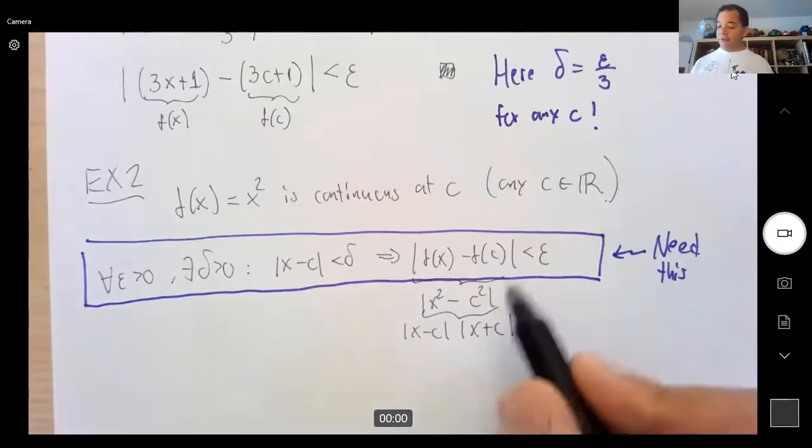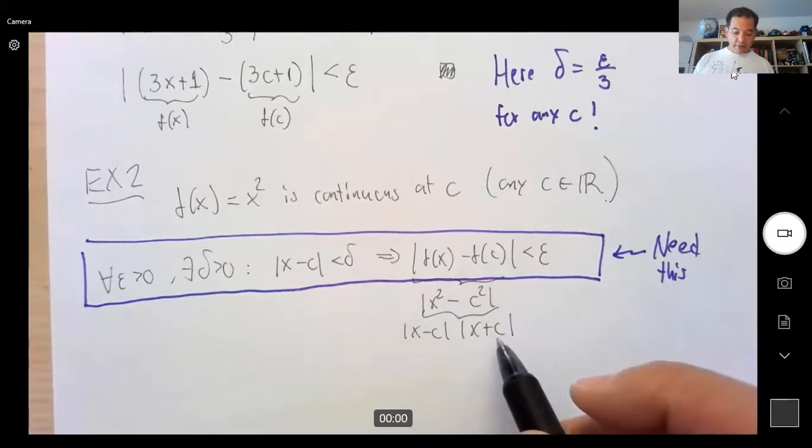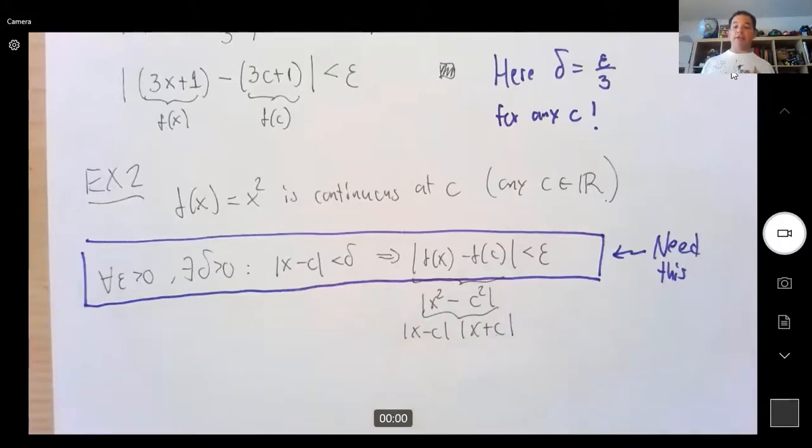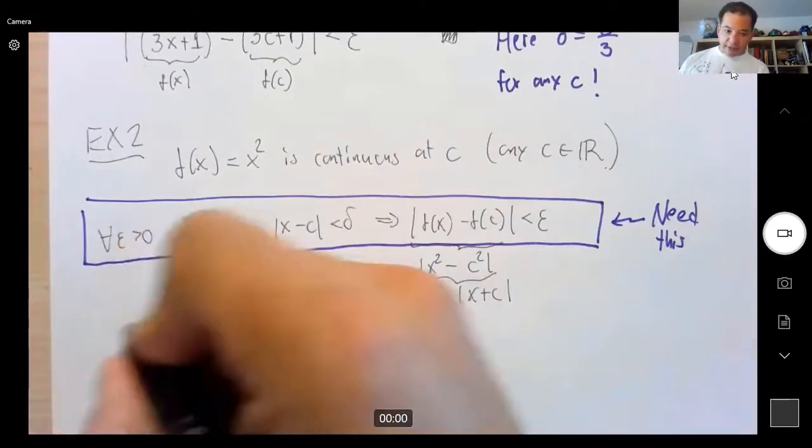If x is close to c, then x plus c cannot be too big, right? And we can do that by insisting that delta is smaller than something. For example, we pick something like 1, right? So the traditional way is to pick a number. It can be any number, but usually we pick the number 1 because that's a number that works. So we say something like as follows.